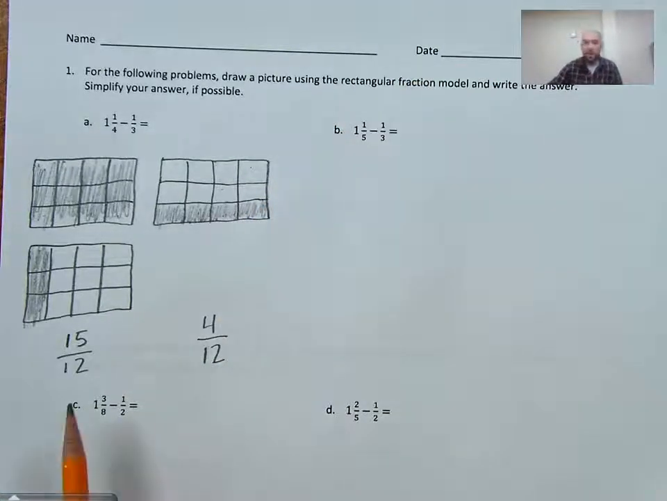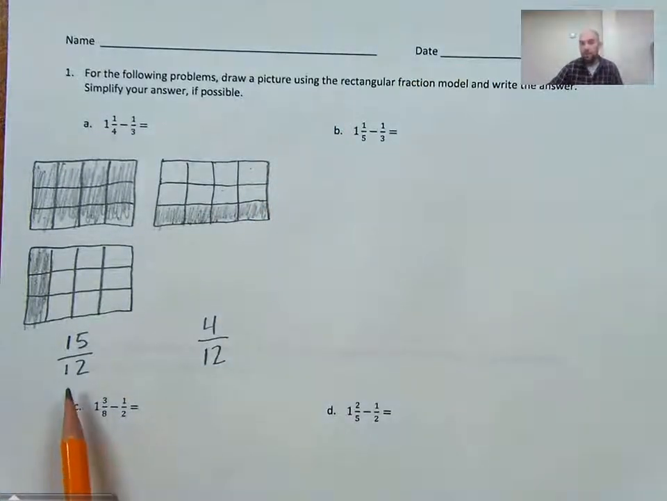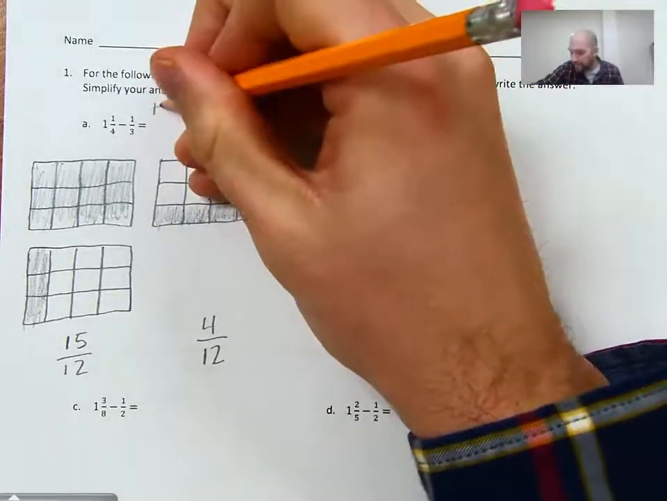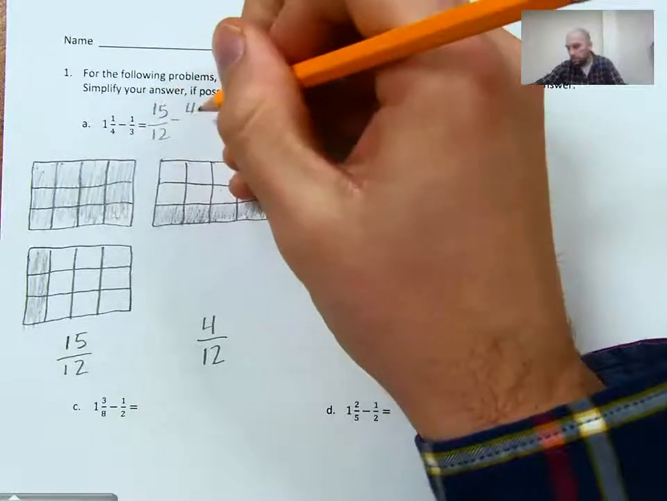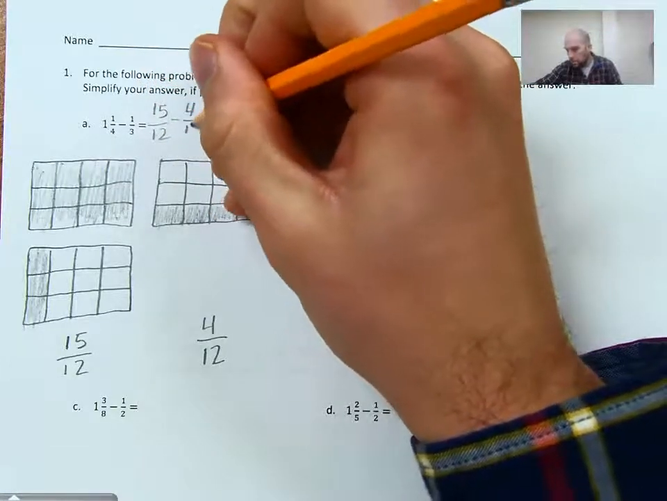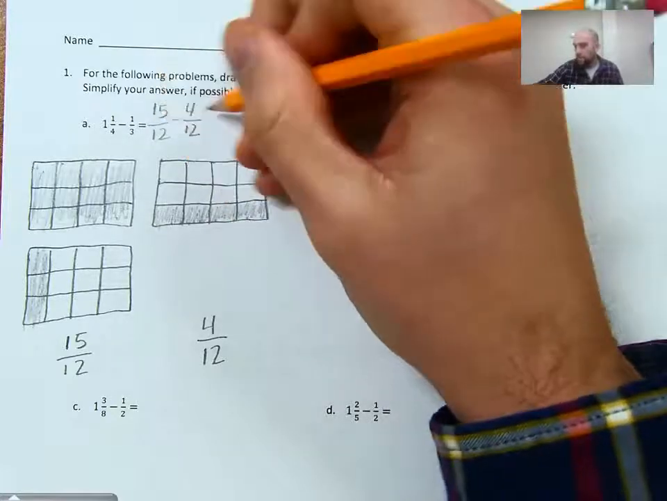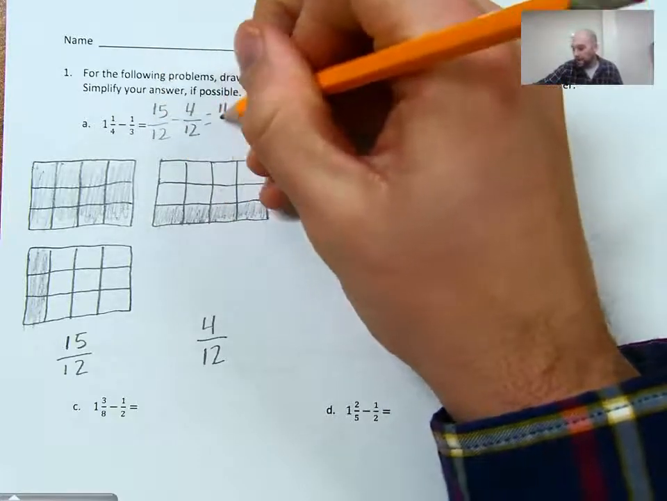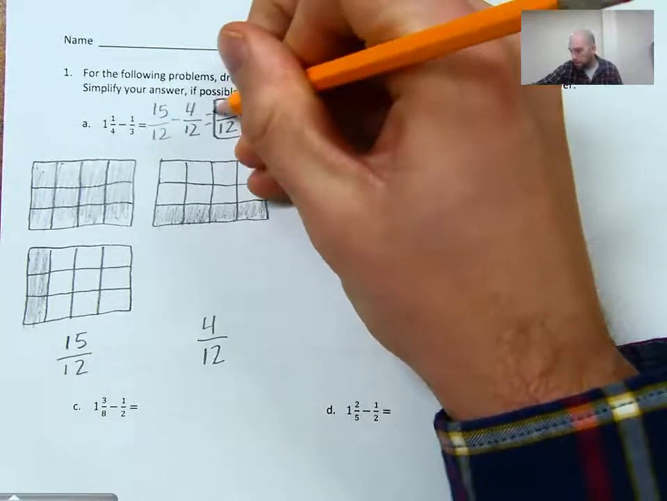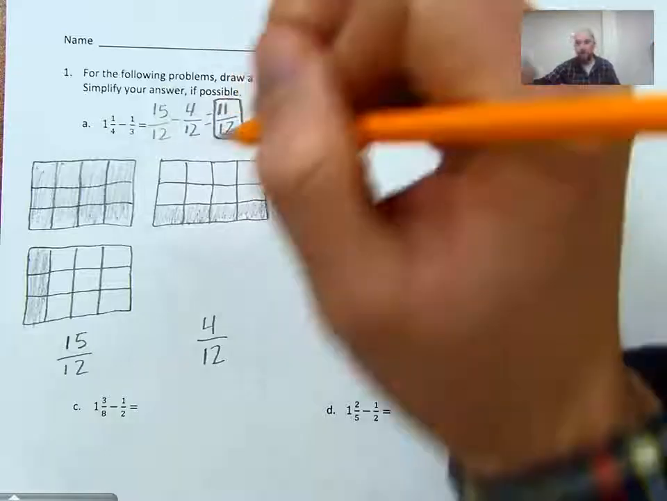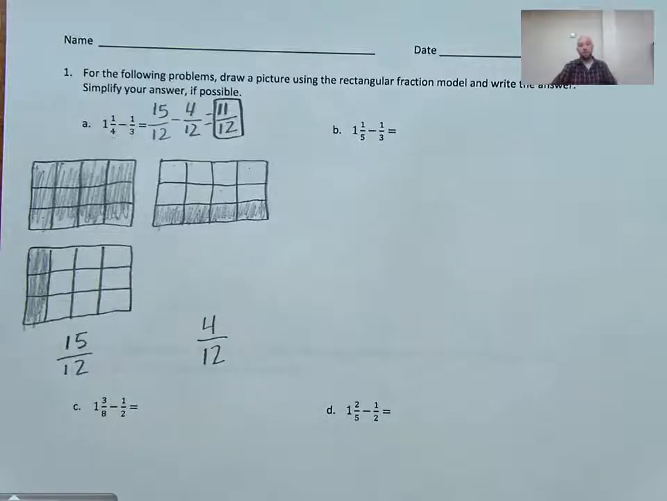Now I don't want to change this to a mixed number quite yet because I'm going to need to subtract from it. So I want to keep that as an improper fraction so that I could subtract from 15. So I'm going to say 15 twelfths minus 4 twelfths. 15 minus 4 is 11. And I'm going to have 11/12 altogether. I don't have to change that to a mixed number because my numerator is smaller than my denominator.